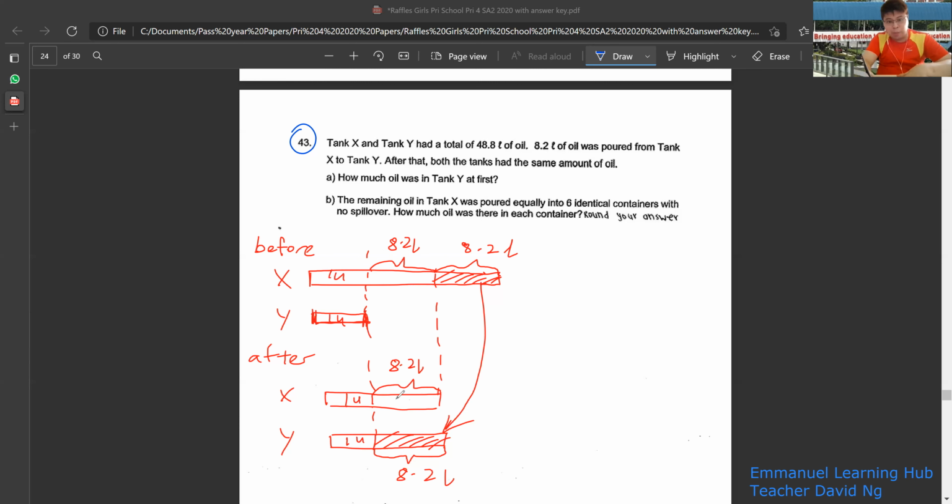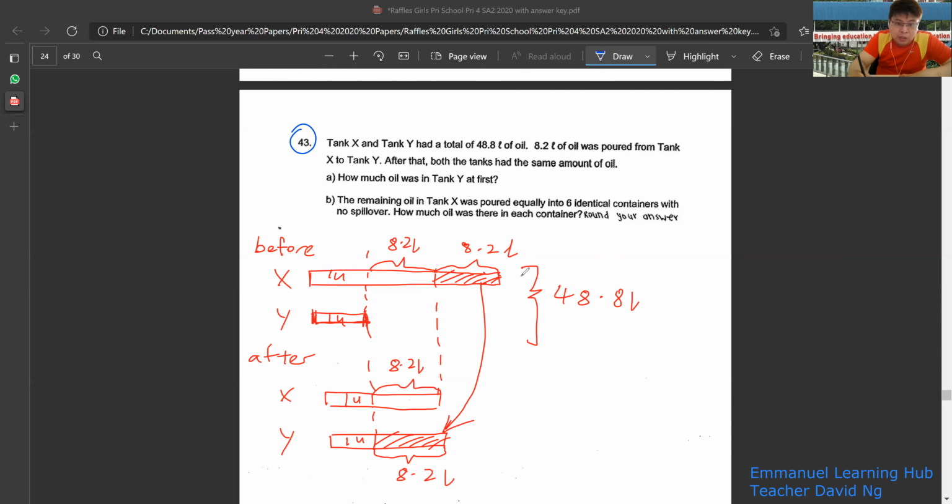Oh, can you see? So many 8.2 liters. Yes. So altogether is 48.8 liters. Okay, altogether is 48.8 liters. Okay. You understand my drawing? Yes. Okay. How much oil was in tank Y at first?